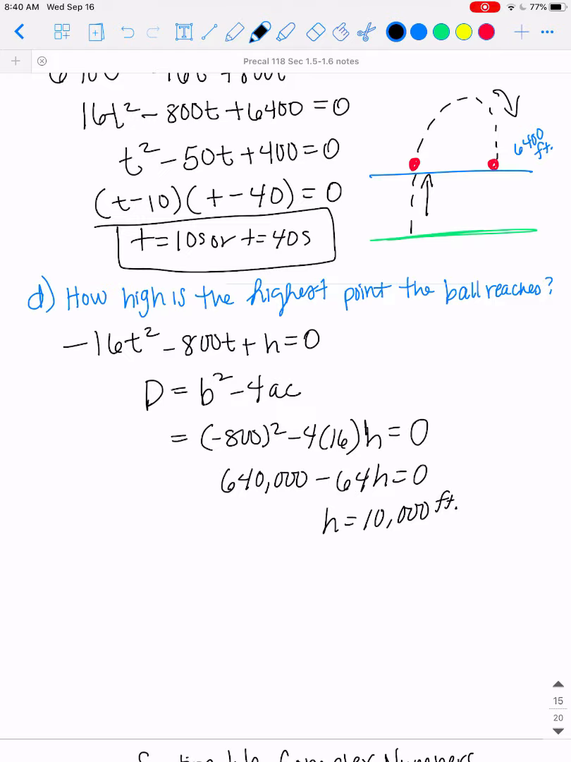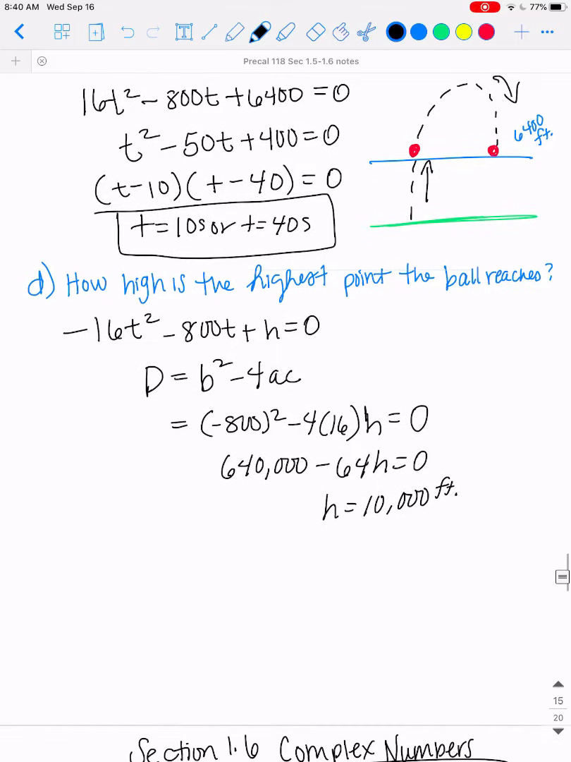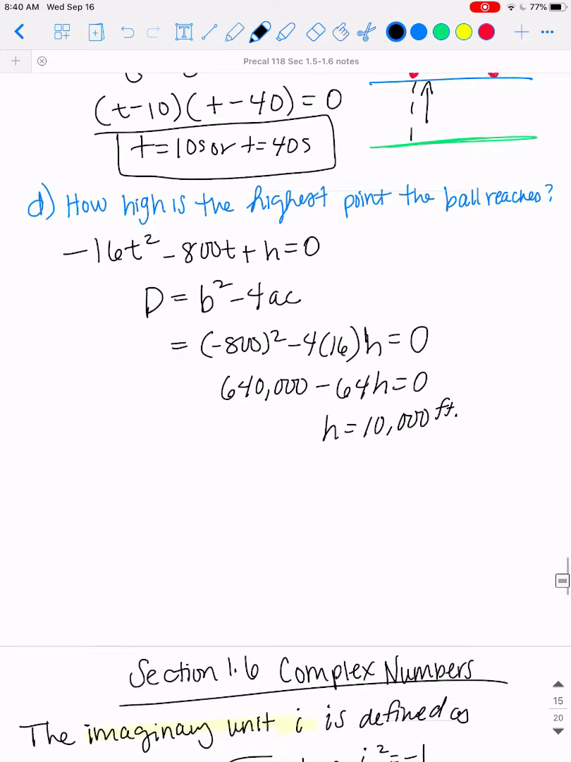So our b is 800, squared, minus 4 times a times c. So we're going to solve for h, and we get 640,000 minus 64h equals 0. So our h equals 10,000 feet, and that's the highest point the ball reaches. That's because when we solve for the quadratic solution, we're solving for the roots. And then we'll actually find another way to solve this that we don't have to use the discriminant for, and instead we're going to solve for the maximum of a parabola, but that'll be in a later section.